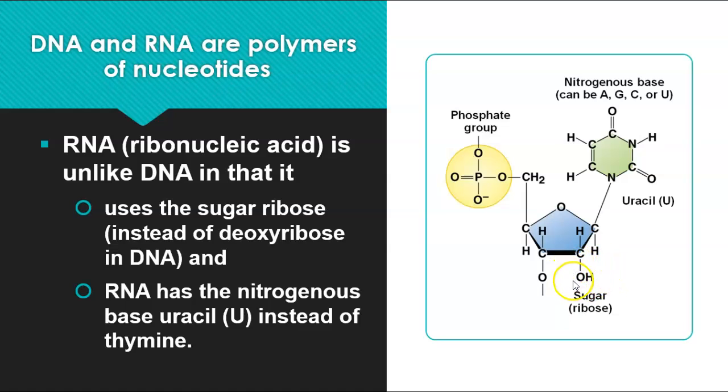So this one has one more oxygen than the deoxyribose does. So this is ribose sugar. Notice we've still got our phosphate group attached to the number 5 carbon and our base attached to the number 1 carbon here. Another difference between RNA and DNA is that RNA has the base uracil instead of thymine.